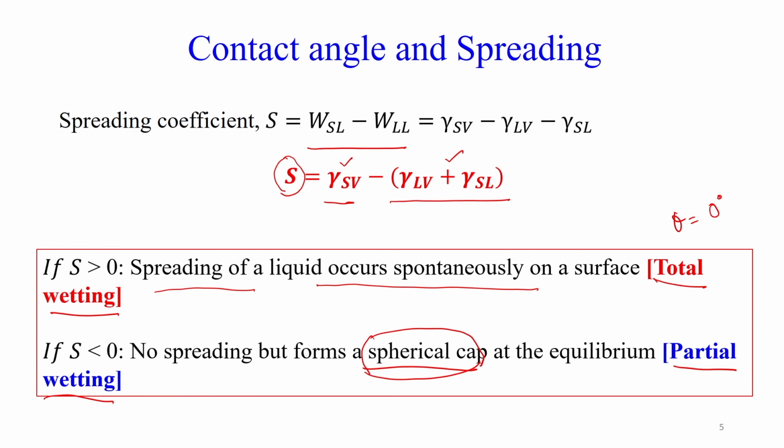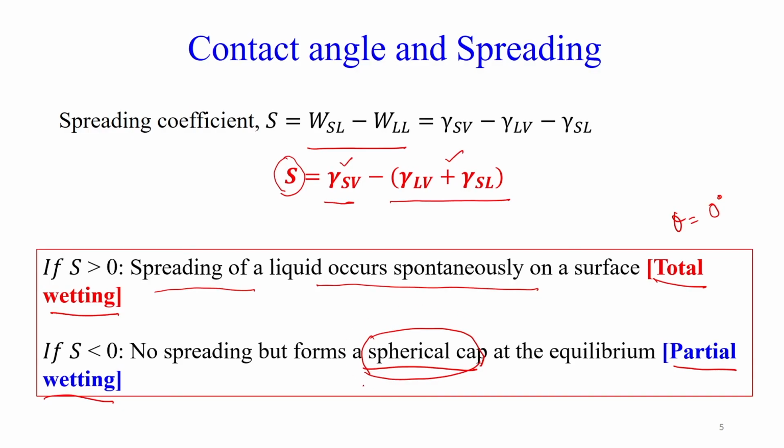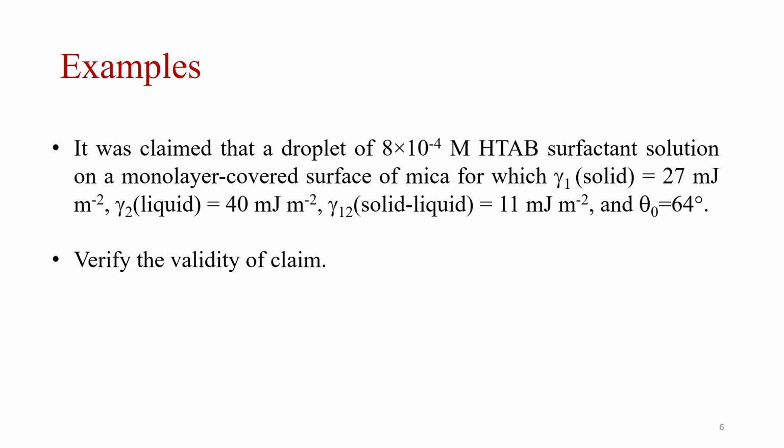Now, the spreading is a function of all three interfacial tensions: solid vapor, liquid vapor, and solid liquid. And in Young's equation also, the cos theta is related to all three interfacial tensions. So, depending on the value of these interfacial tensions, the shape of that spherical drop varies, and as the shape varies, we will observe a different contact angle. So, here I have listed one example.